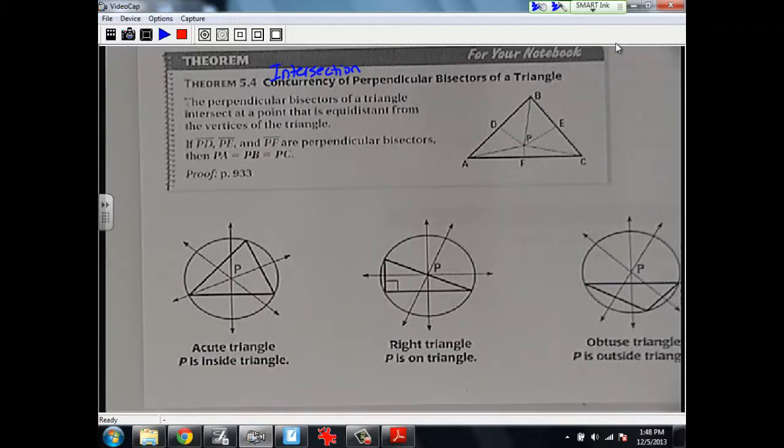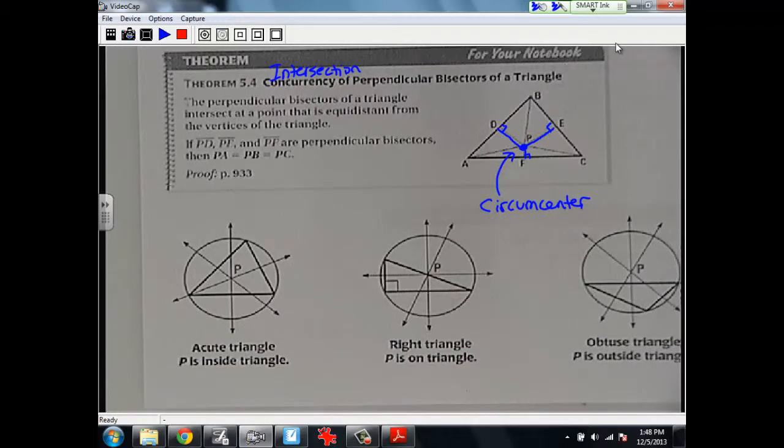Where do the perpendicular bisectors intersect? Perpendicular bisectors of a triangle intersect at a point equidistant from the vertices. So here's a perpendicular bisector. Here's a perpendicular bisector. And here is a perpendicular bisector. At the place they intersect, what do we call that point? The circumcenter. The circumcenter is the fancy specific name for it.